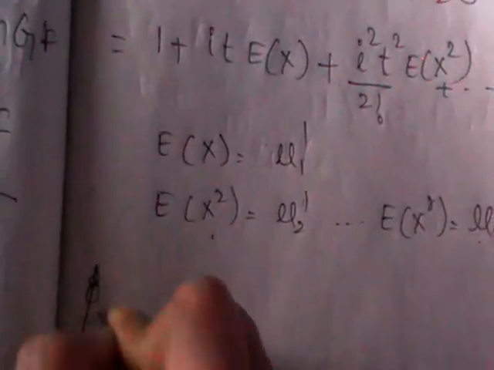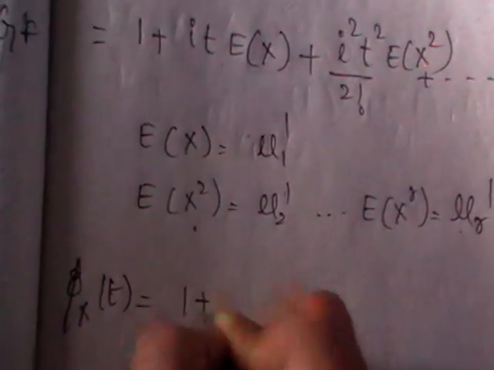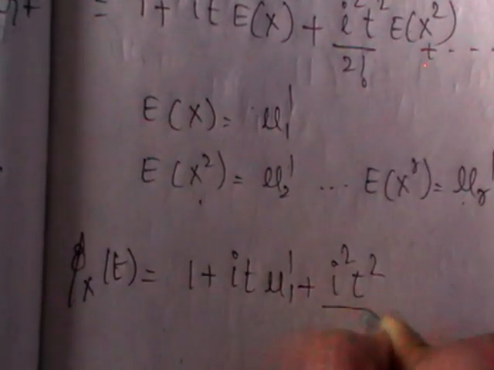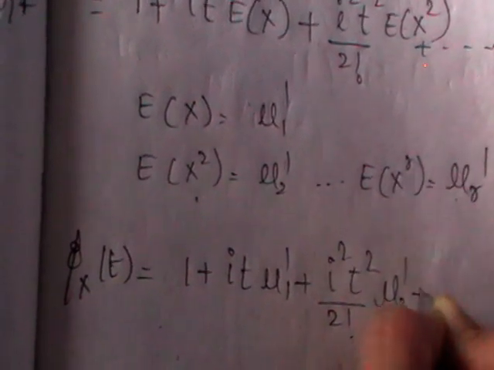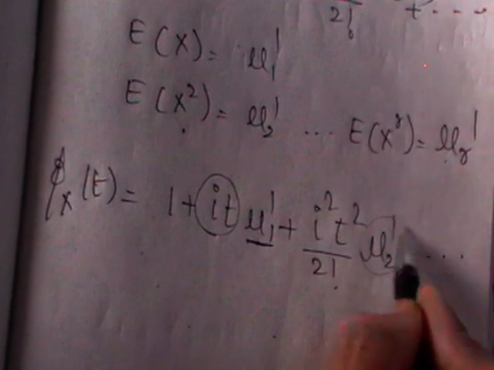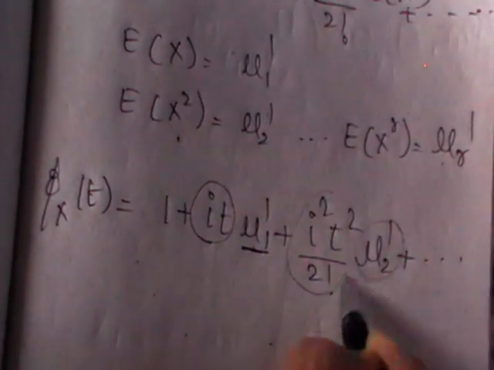So phi x(t) is equal to 1 plus it mu1 dash plus i square t square by 2 factorial into mu2 dash and so on. As you know, while calculating moments, first we calculate the non-central moments and then we go for central moments. So how can you get mu1 dash here? Mu1 dash is nothing but the coefficient of it. How do you get mu2 dash from this expansion? The coefficient of i square t square by 2 factorial is mu2 dash. Similarly mu3 dash means i cube t cube by 3 factorial.